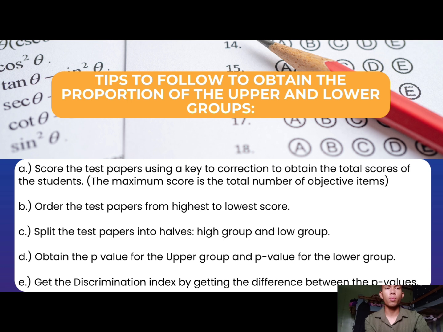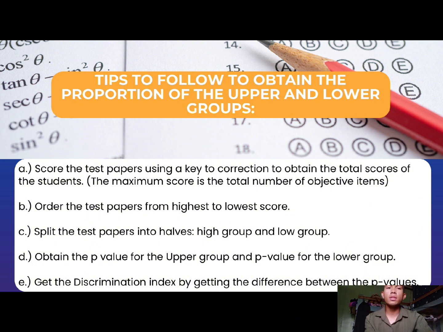After that, we calculate the P value for each group. This is done by dividing the number of students in the group who got the item correct by the total number of students in that group. Finally, we get the discrimination index by subtracting the p-value of the lower group from the p-value of the upper group. Let's say, for example, we have 20 students. The top 10 students will form the upper group, and the bottom 10 will form the lower group.